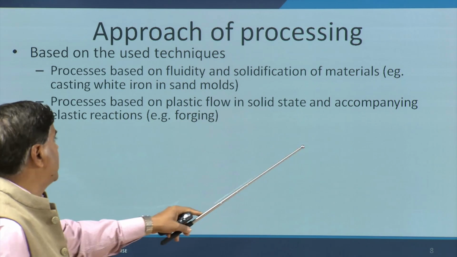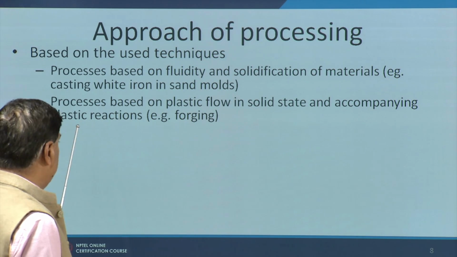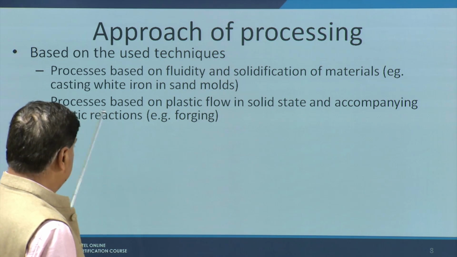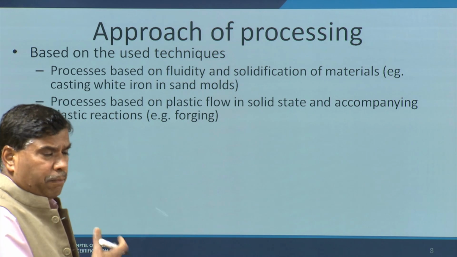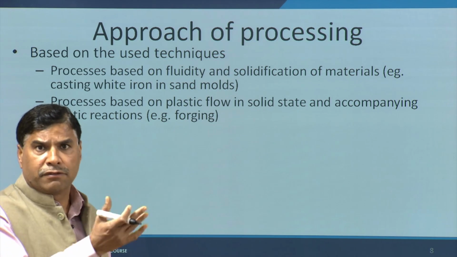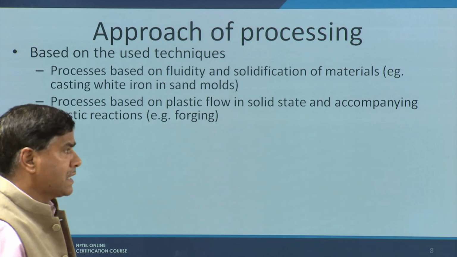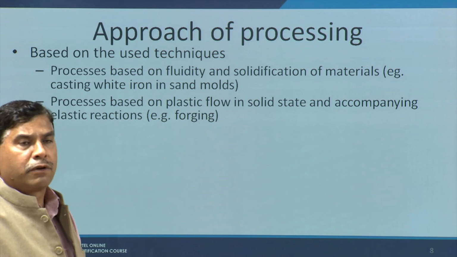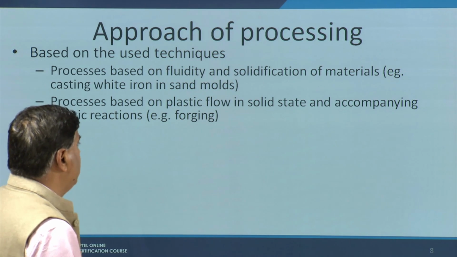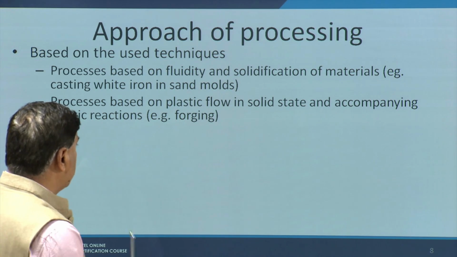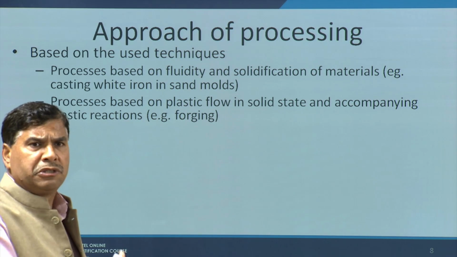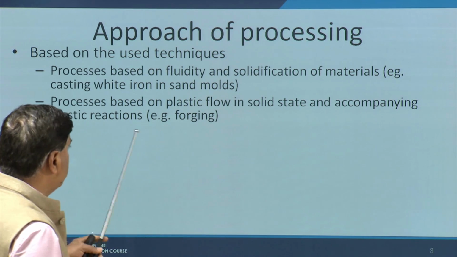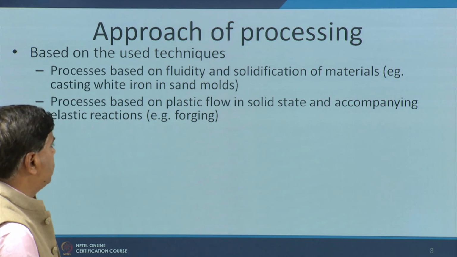Another grouping is based on the plastic flow of the material in solid state, which is also involved with elastic reactions. These are processes where plastic flow of the material using external forces is achieved to get the desired size and shape, like in the forming processes of bulk material forming or sheet material forming. Rolling, forging, extrusion, drawing, deep drawing, bending, etc., all those processes where this kind of approach is involved, will be placed in this group.